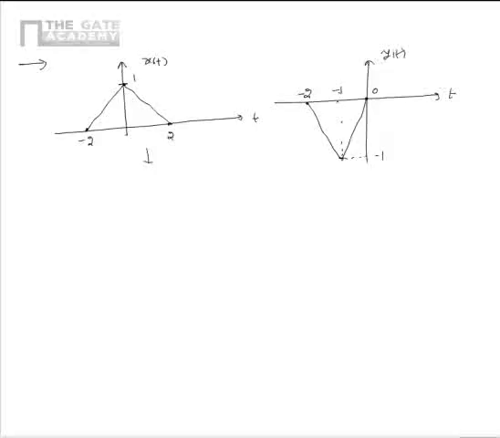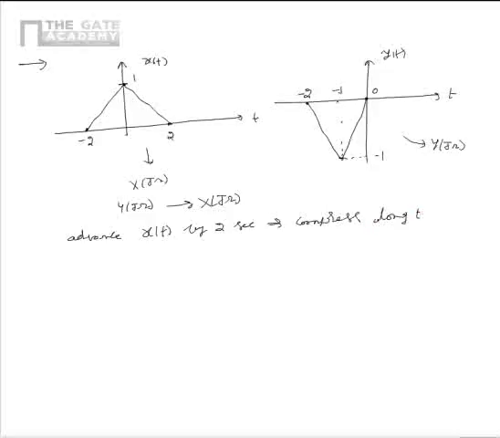It's given that x of t has a Fourier transform of X of j omega, and y of t has a Fourier transform of Y of j omega. It's given that y of t is a derived version of x of t. Then we have to find Y of j omega in terms of X of j omega. We see that y of t can be obtained from x of t by advancing x of t by 2 seconds, then compress along time axis by 2, then inverse the amplitude of x of t to get y of t. So we can write that y of t is equal to minus of x of 2t plus 2.